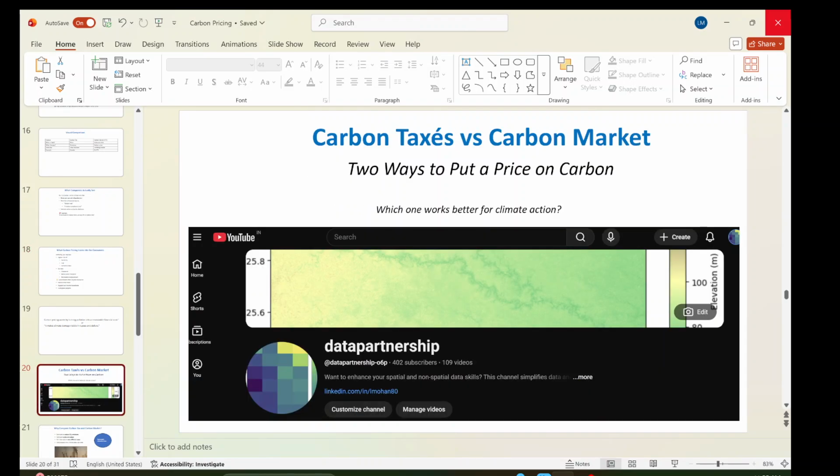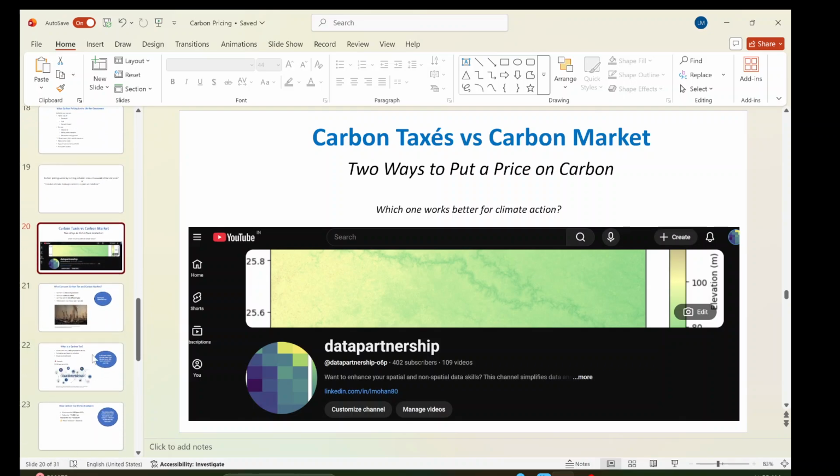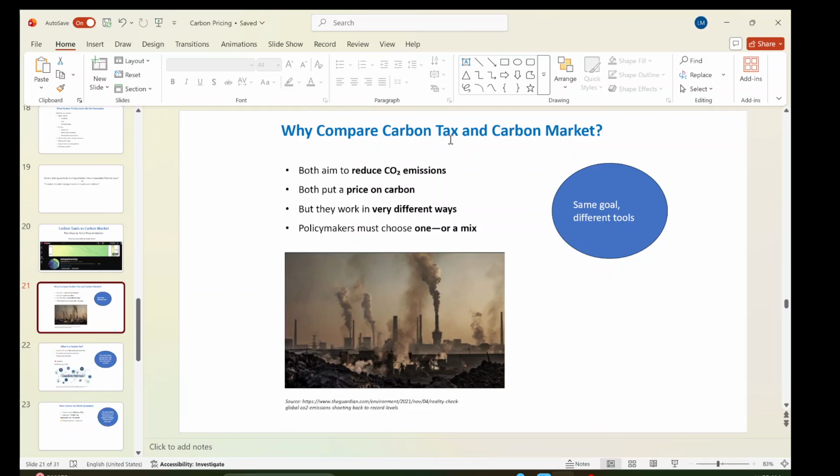So today I'm talking about carbon taxes versus carbon market, the two ways to put a price on carbon. Which one works better for climate action? Because there is a lot of talk about this. Every time you go to LinkedIn or the newspaper or everywhere, everyone is talking about carbon. So why compare carbon tax and carbon market? Because both aim to reduce CO2 emissions, both put a price on carbon, but they work in different ways. Policymakers must choose one or a mix because it all depends on the situations and circumstances. So same goal, different tools.